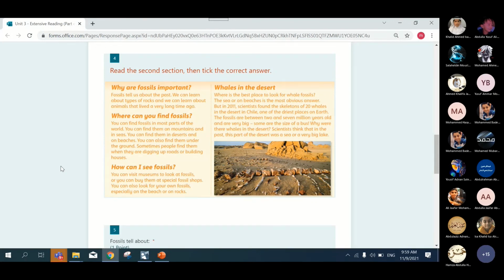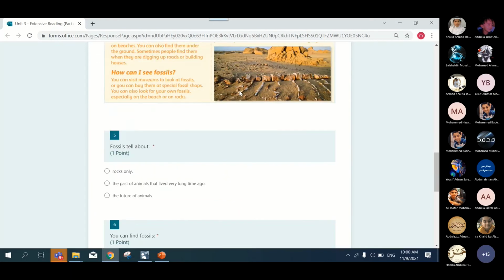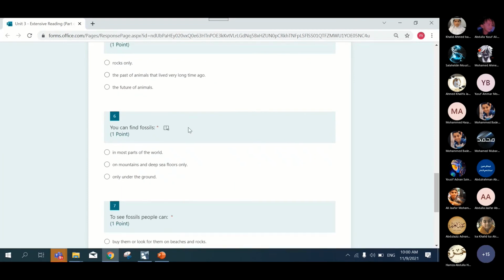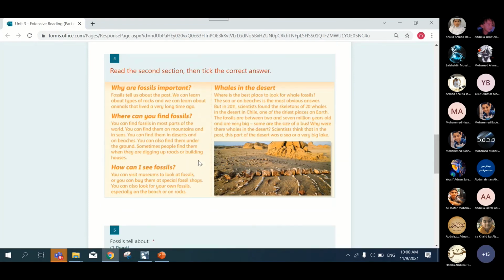All students, now you can turn off your microphone again and listen carefully to me while reading part number 2. Read the second section, then take the correct answer. The same here. I will read and then I will ask you all 3 questions. Why are fossils important? Fossils tell us about the past. We can learn about types of rocks and we can learn about animals that lived a very long time ago.